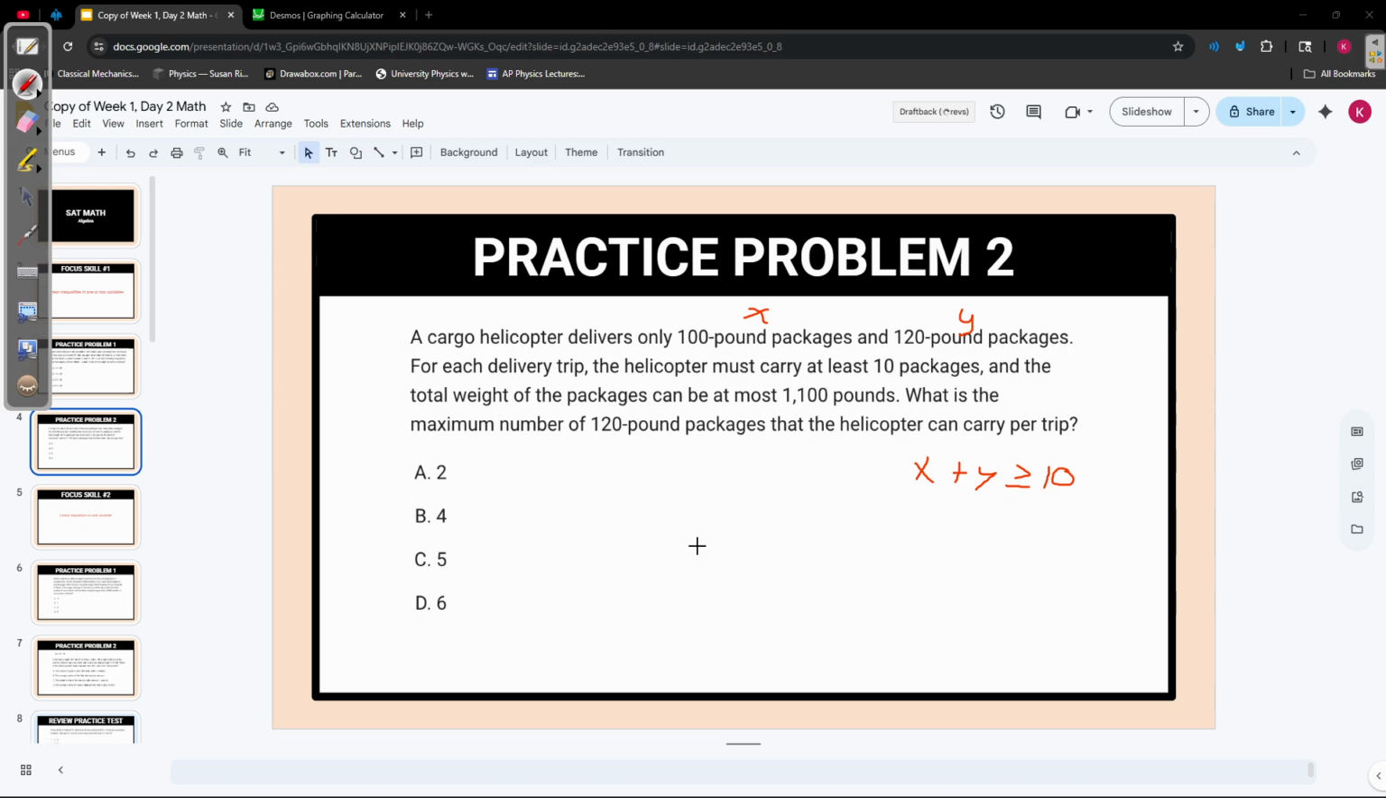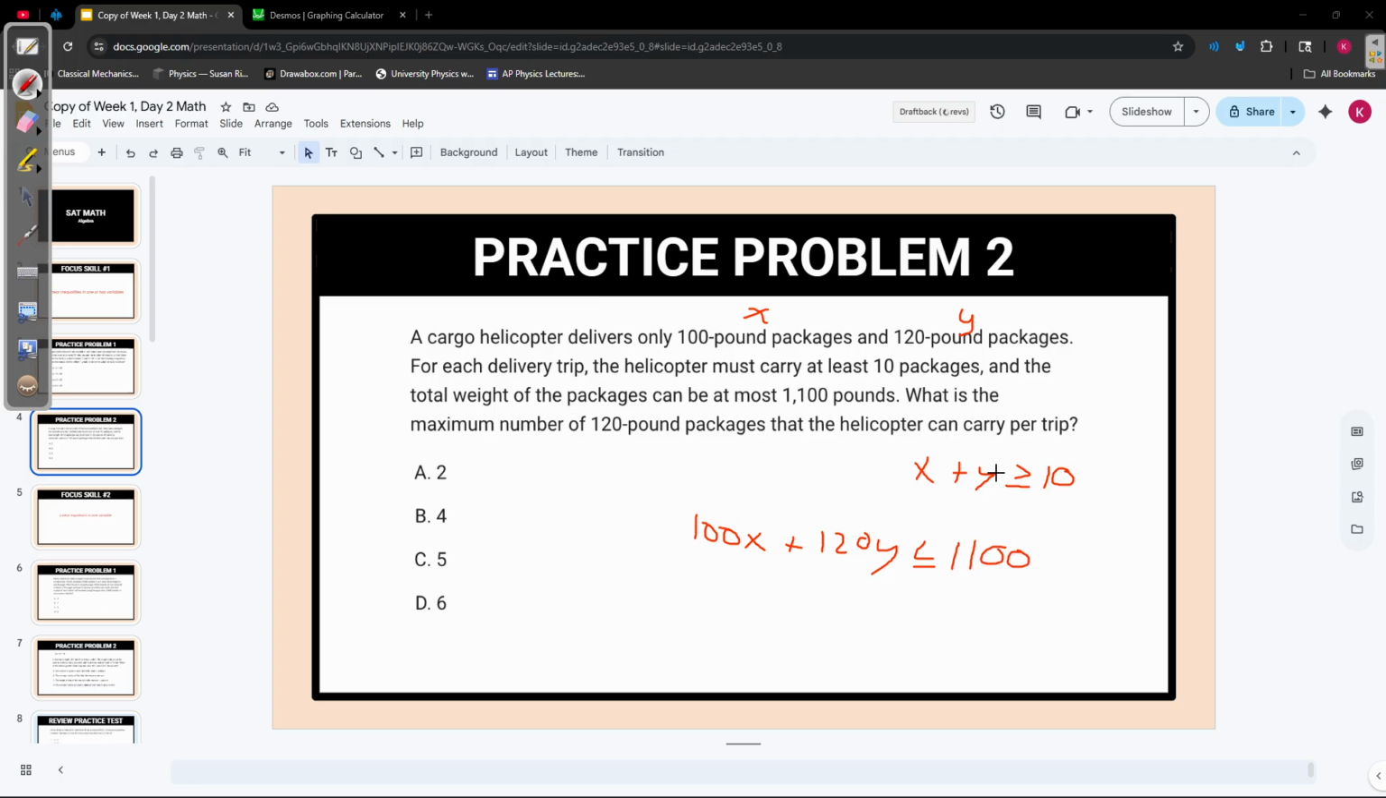And then we say that the most the helicopter can carry is 1,100 pounds. So how do we figure that out? Well, if we take the weight that the 100-pound packages contribute, right, because X is our 100-pound packages, and you multiply it by 100, then you get the weight that contributes, plus, using the same reasoning, the 120-pound packages, or the weight that contributes. Well, since the helicopter can carry at most 1,100 pounds, this has to be less than or equal to 1,100.